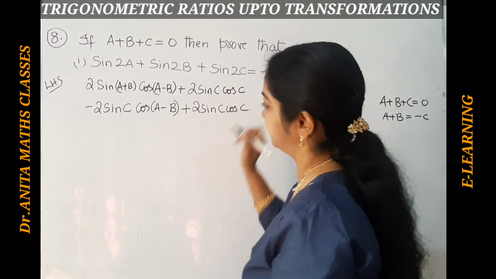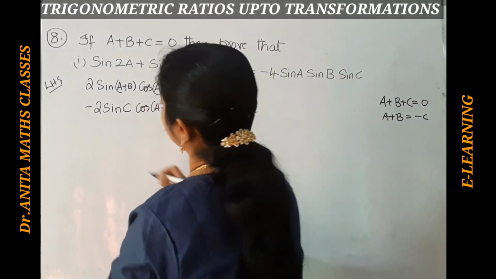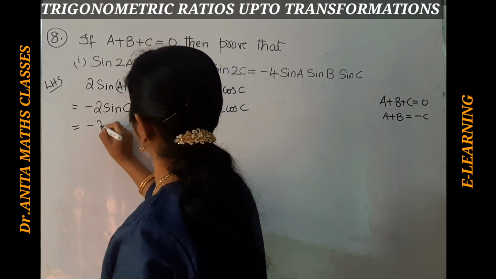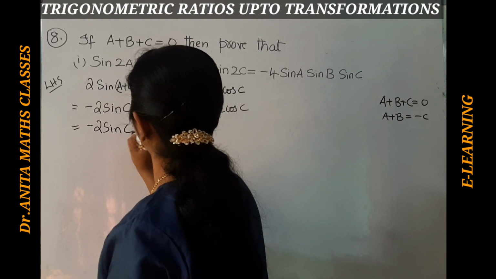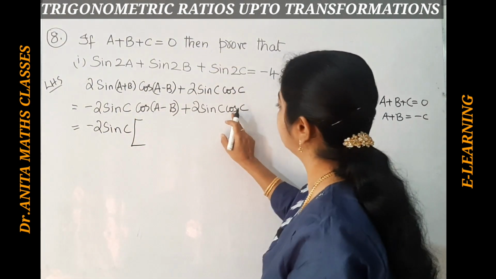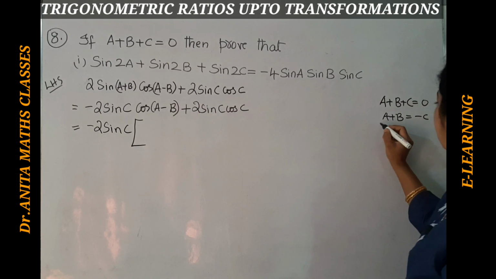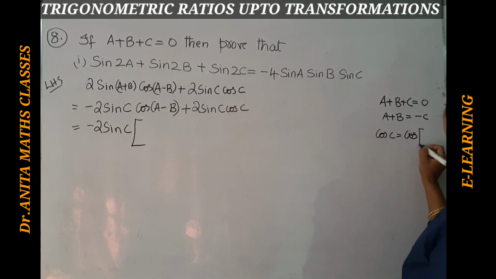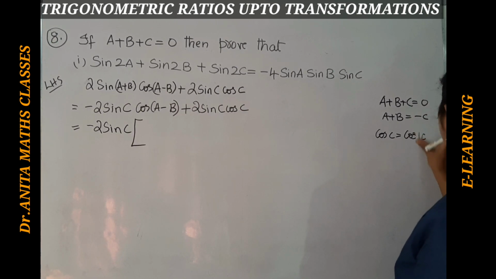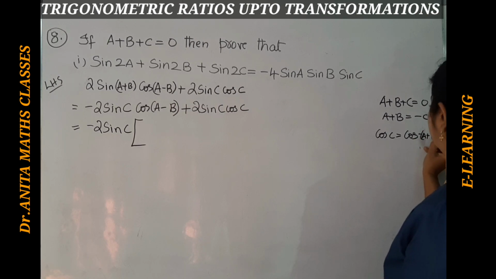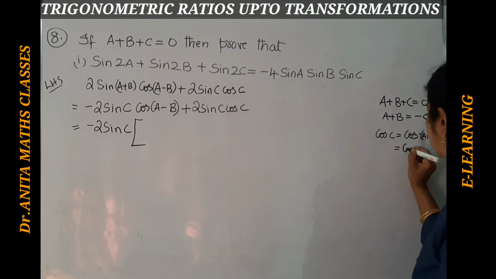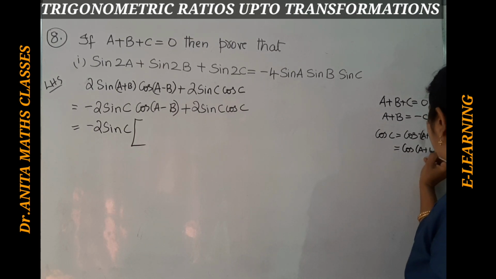Let's take minus 2 sin C common here. We get it as here cos C. Also we will write here, if you are applying cos C here, it becomes cos of minus A plus B. See, if this goes this side, it becomes minus. Cos of minus theta is just cos theta. So there is no negative sign for cos.